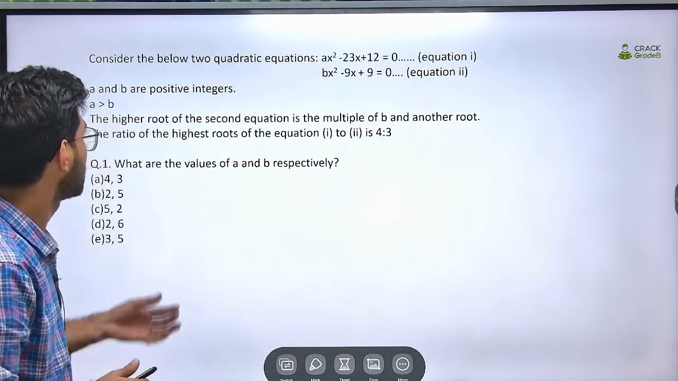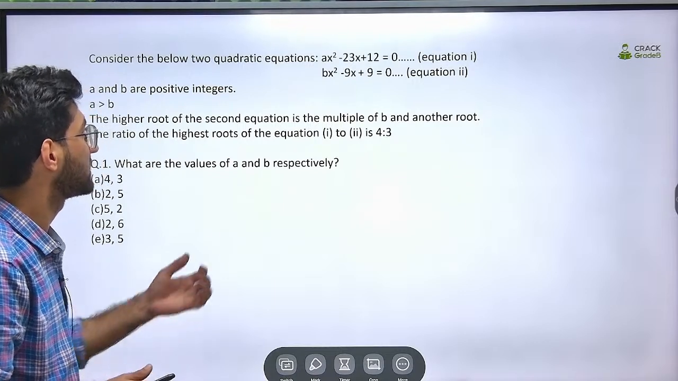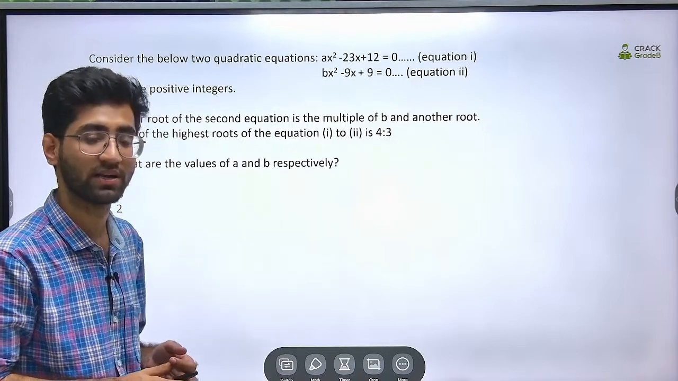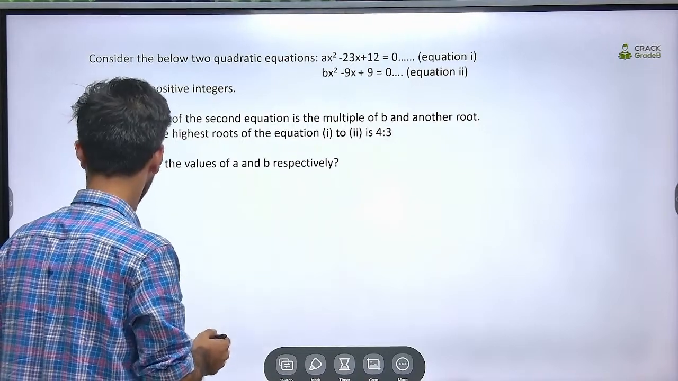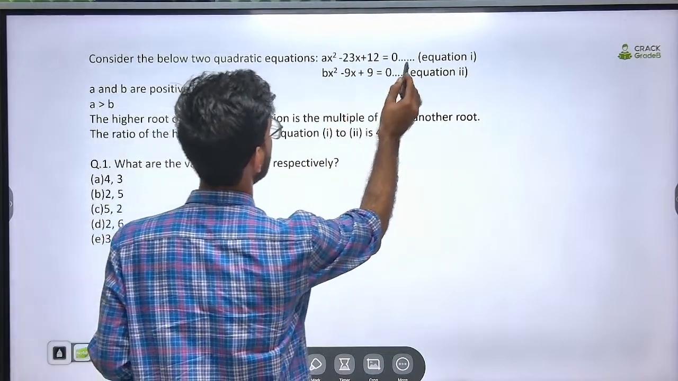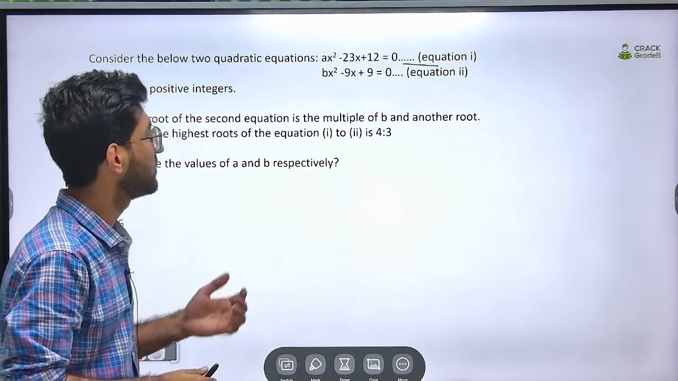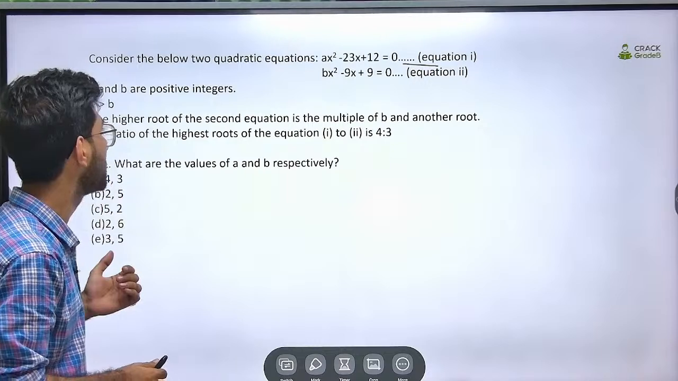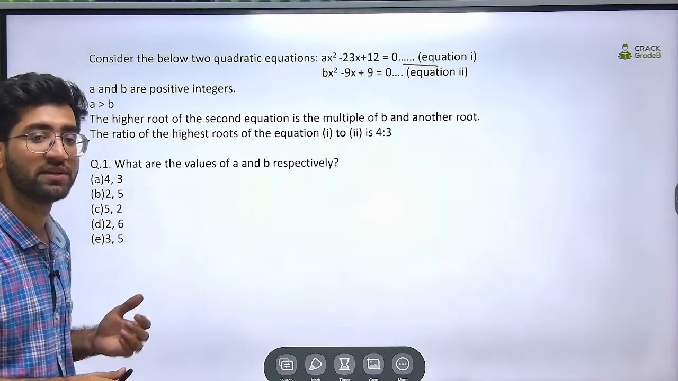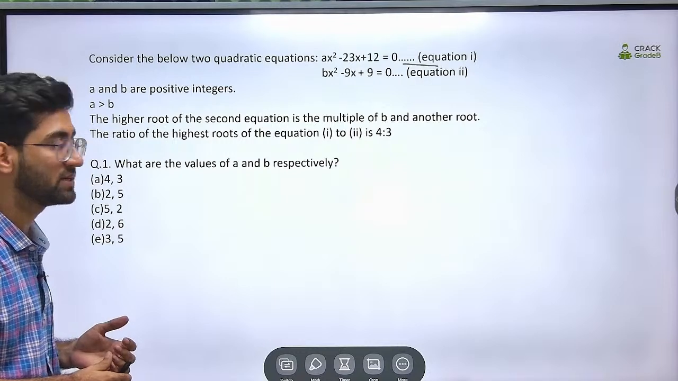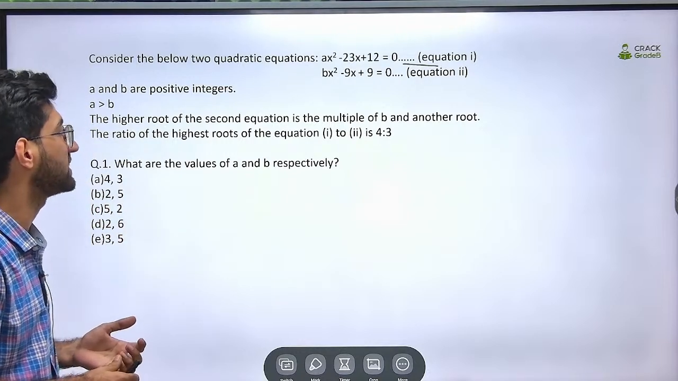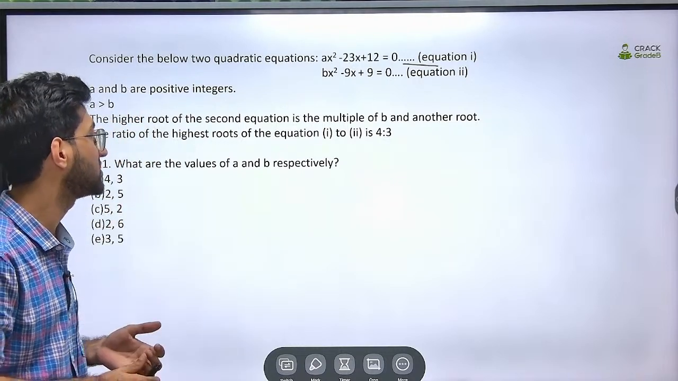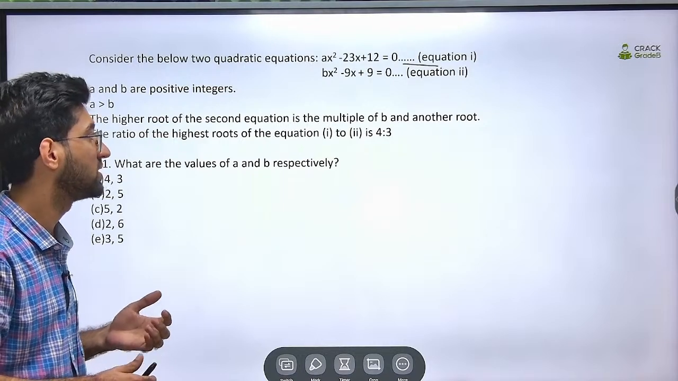The question says, consider the below two quadratic equations. Ax square minus 23x plus 12 equal to 0 is the first quadratic equation, right? And the second quadratic equation is bx square minus 9x plus 9 equal to 0. It has been given that a and b are positive integers, a is greater than b. The higher root of the second equation is the multiple of b and another root. The ratio of the highest roots of the equation 1 to 2 is 4:3.